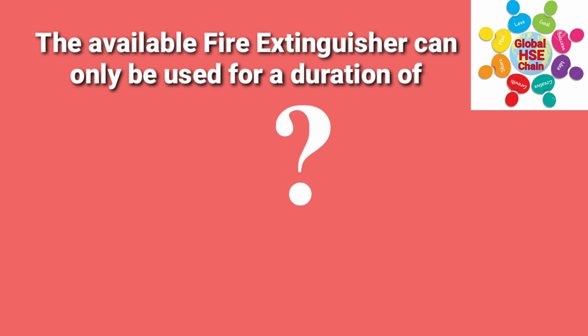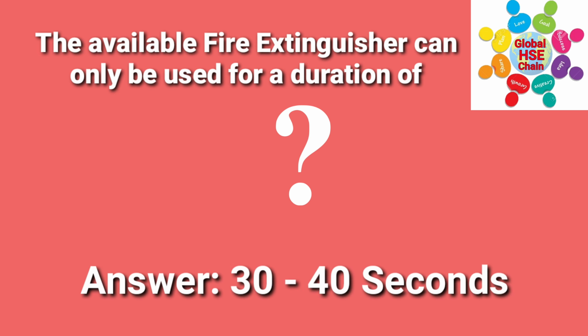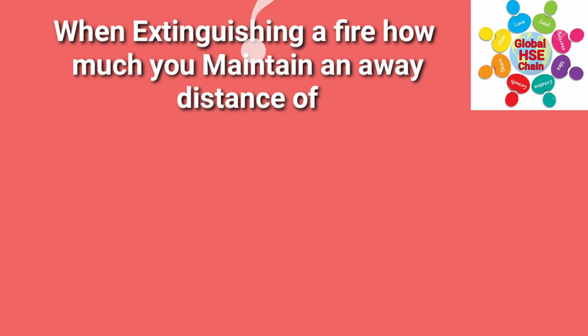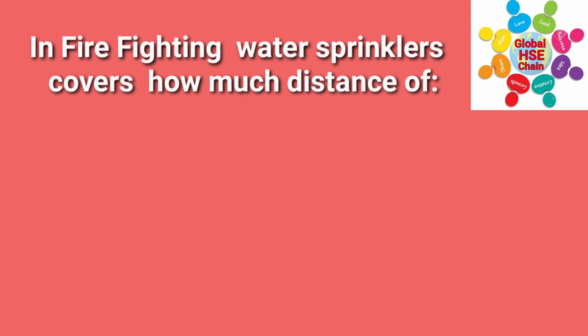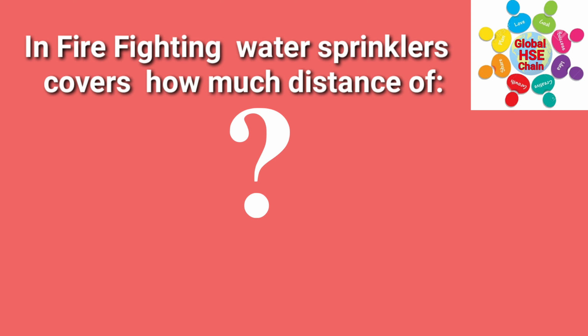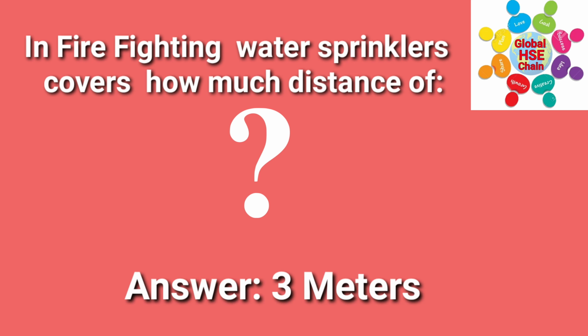The available fire extinguisher can only be used for a duration of? The answer is 30 to 40 seconds. When extinguishing a fire, how much distance should you maintain? The answer is 3 meters. In firefighting, water sprinklers cover how much distance? The answer is 3 meters.